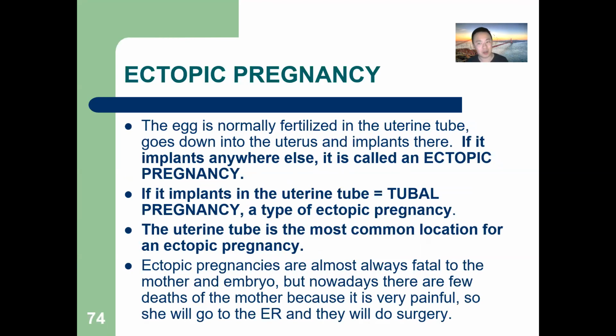So, okay, let's talk about ectopic pregnancy. The egg is normally fertilized in the uterine tube, and it goes down into the uterus and then eventually burrows and implants itself there.